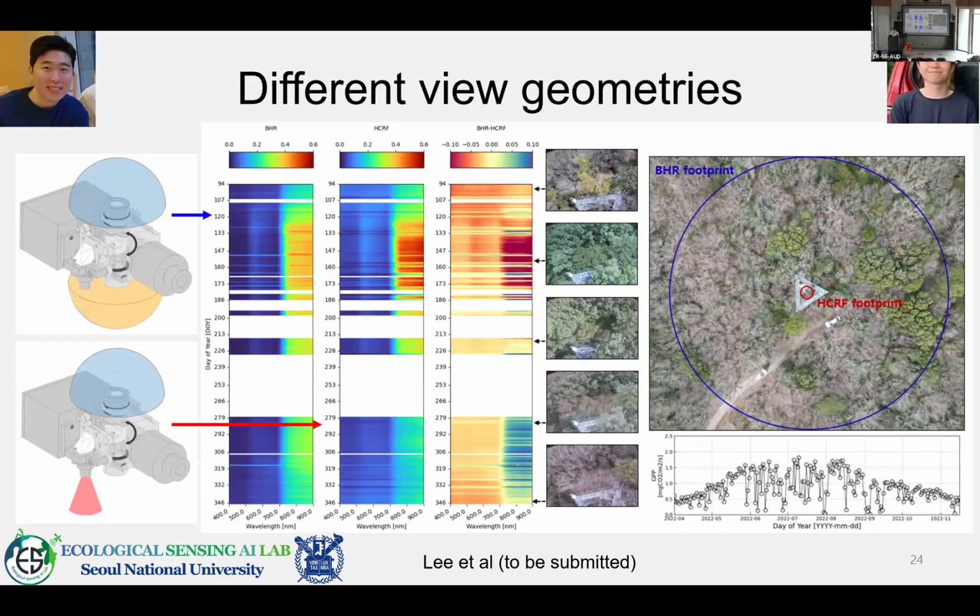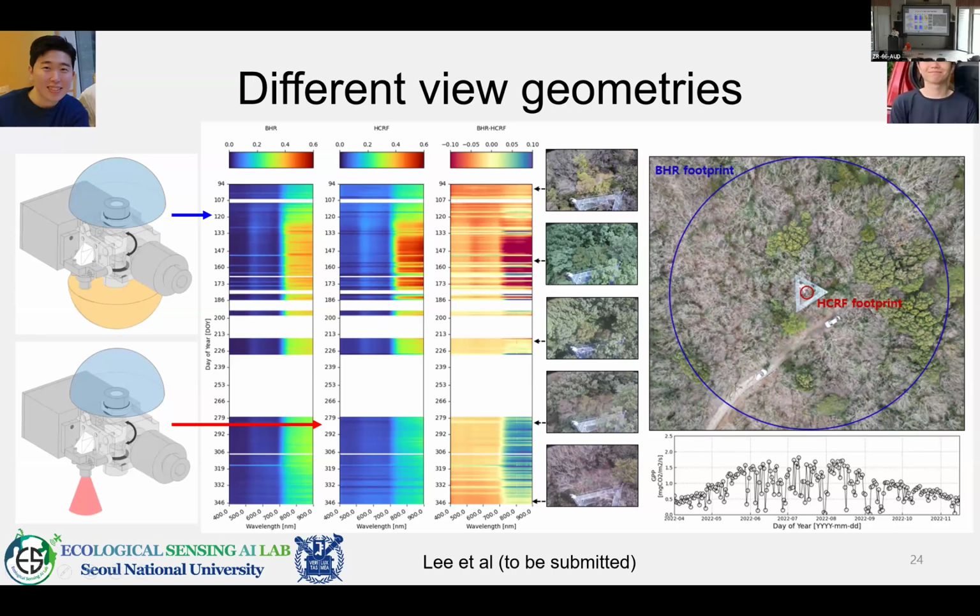And that is reality. That is the case of the mixed forest in Jeju Island in South Korea. In the right figure, you can see there is a flux tower. For the BRF observation at nadir, the red circle is the footprint. In the case of BHR, that is albedo, the hemispheric, it has a much larger footprint. It is more comparable to the tower footprint. And so we measure both radiometric quantities.